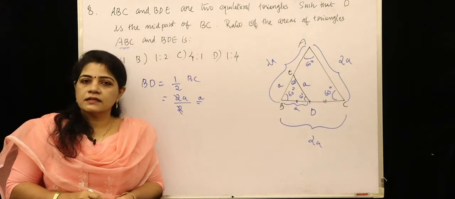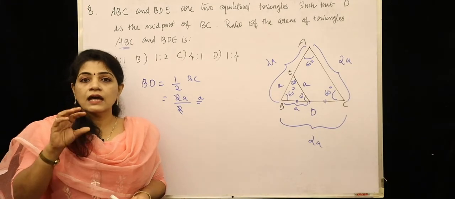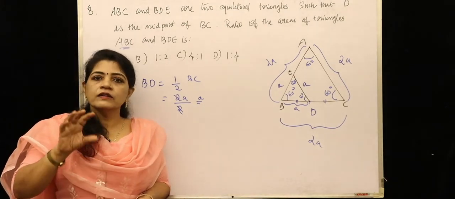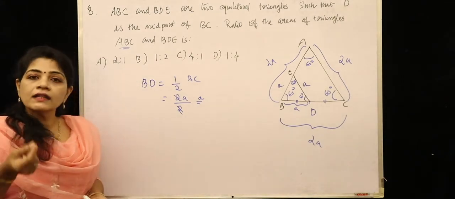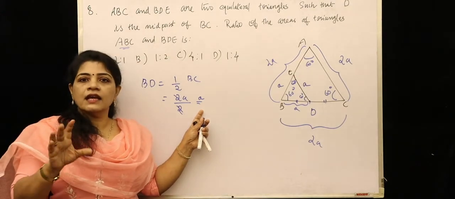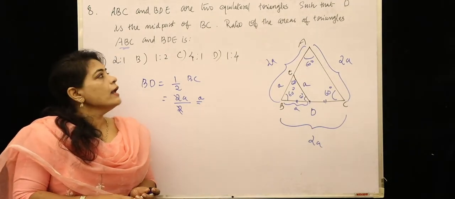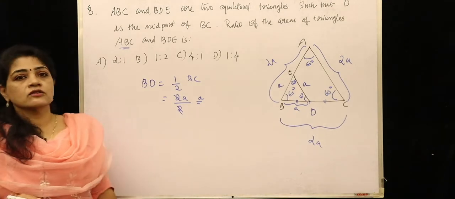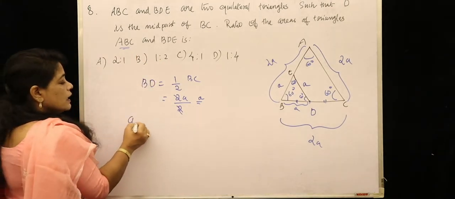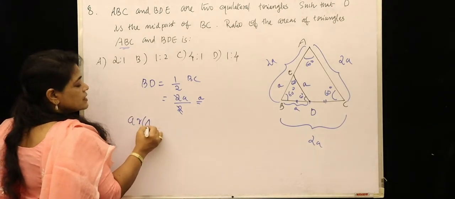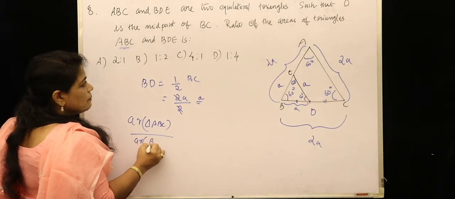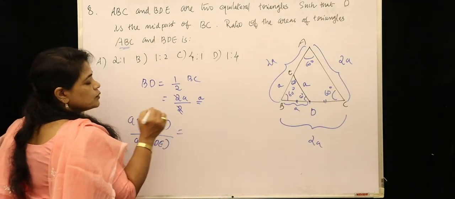Next, children, what is asked? Here we have the side of each equilateral triangle. Triangle ABC with the side 2A, and another equilateral triangle BDE with side BD, whose length is A, because it is a midpoint. And what is asked, children? Ratio of areas of triangles ABC and BDE. That means in a ratio you have to take the triangles in the correct order: triangle ABC in the numerator and the area of triangle BDE in the denominator.